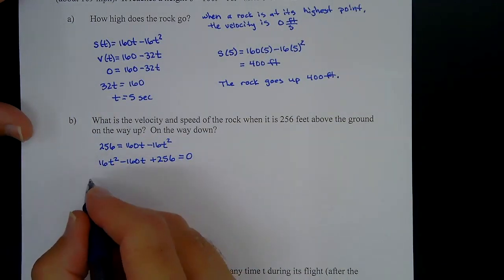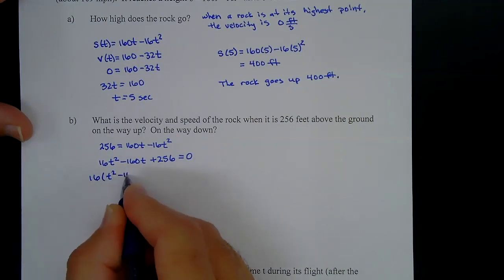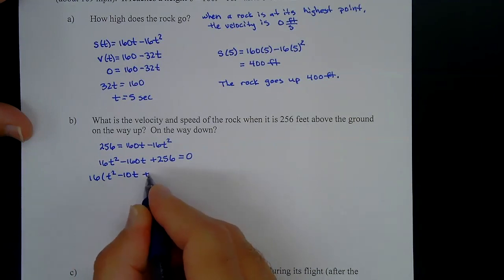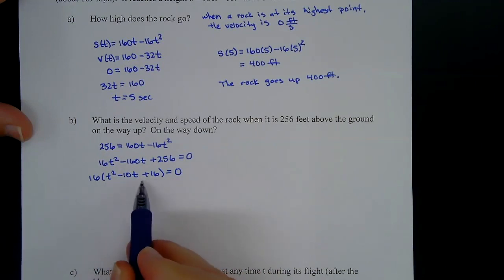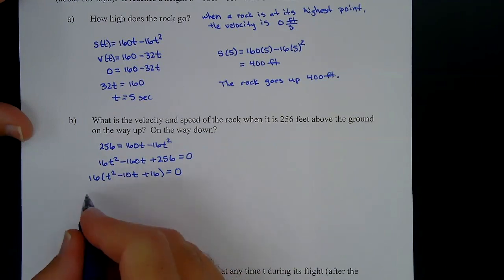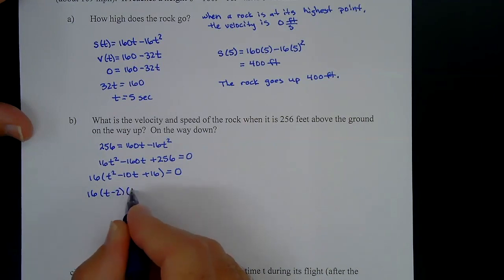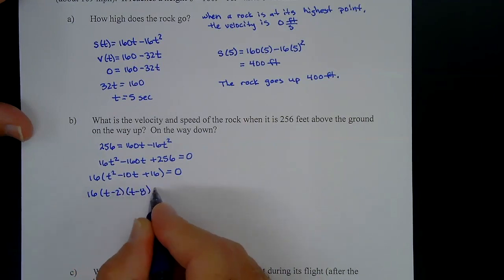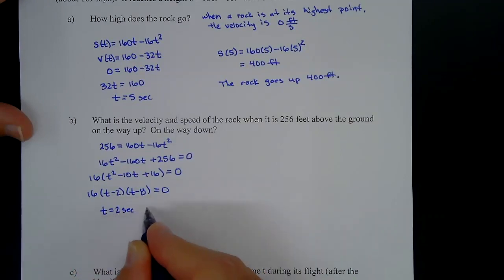So I can pull a 16 out. So this would be 16 times t squared minus 10t plus 16 equals 0. Now I want to try to factor this. Two numbers that multiply together to give you positive 16 and add to give you negative 10. That would be negative 8 and negative 2. So 16 times t minus 2 times t minus 8 equals 0. That would give me a time of 2 seconds and a time of 8 seconds.